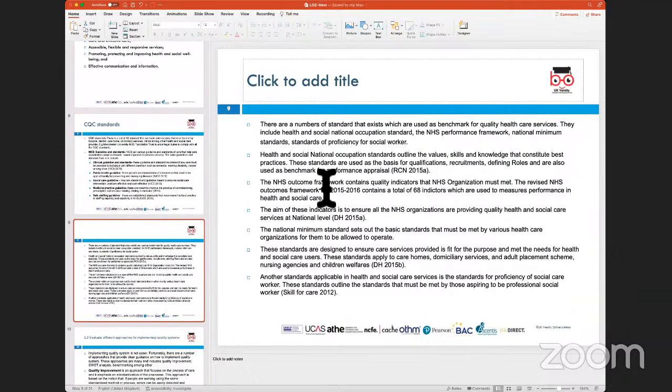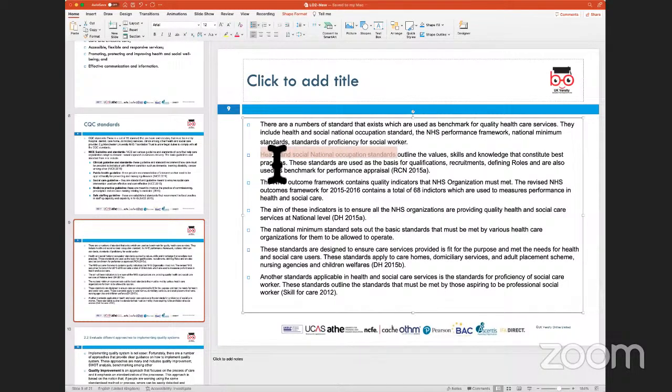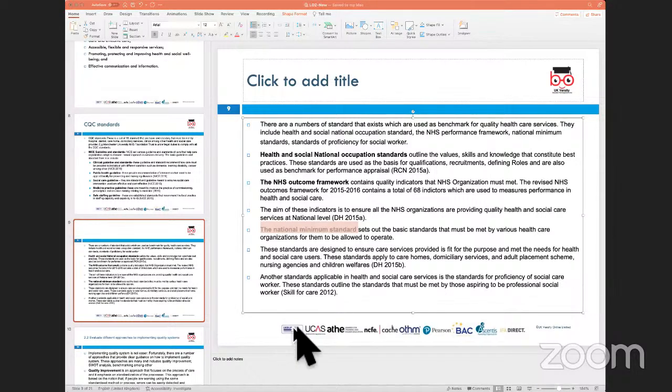care sector. Now, there are a lot of other standards that we can look at, and these standards tend to be national and social occupational standards. They also tend to be standards coming out of the NHS framework and the NHS constitution. There are also national minimum standards which are set by various other organizations working in very close relationship with the CQC. These organizations include the King's Fund, SCIE, as we call it, the Social Care Institute of Excellence.